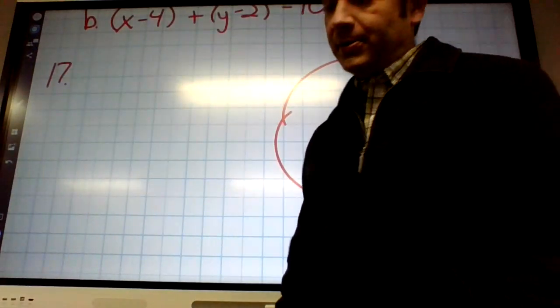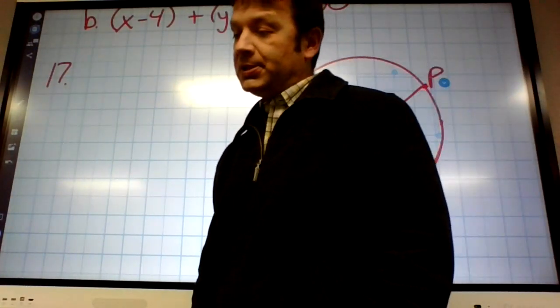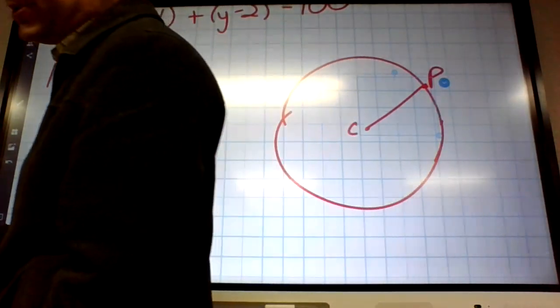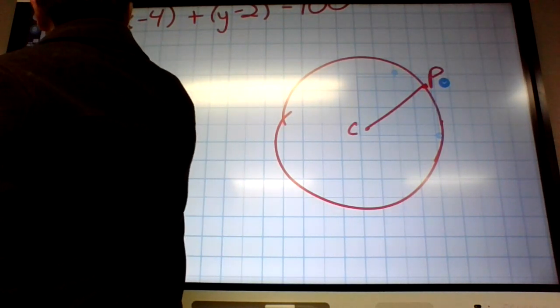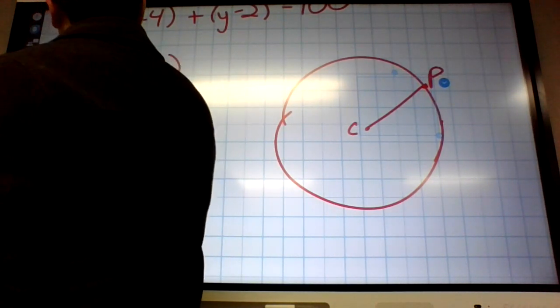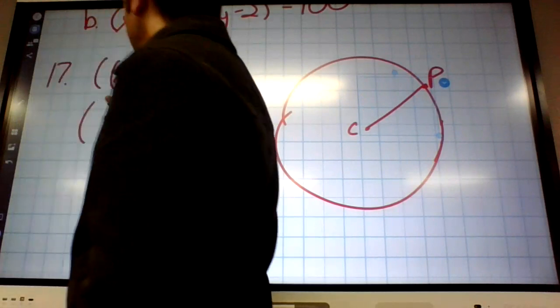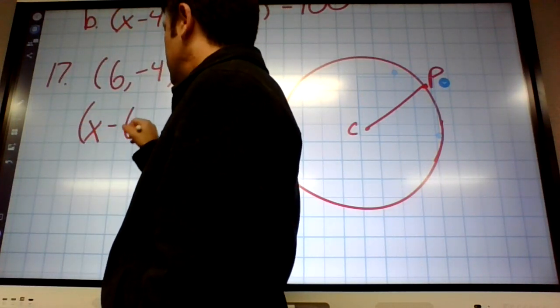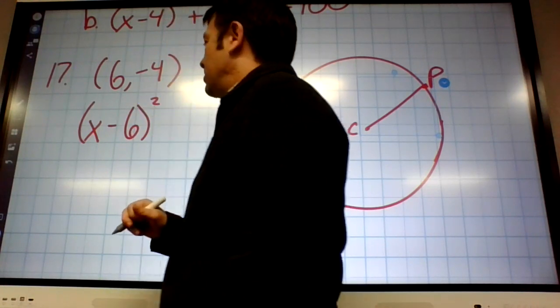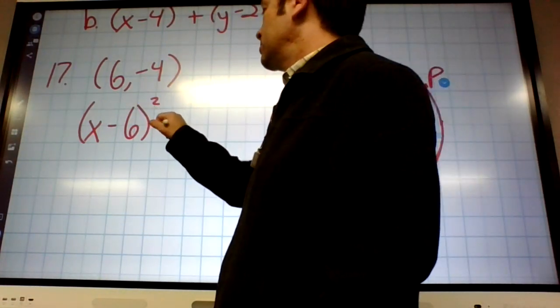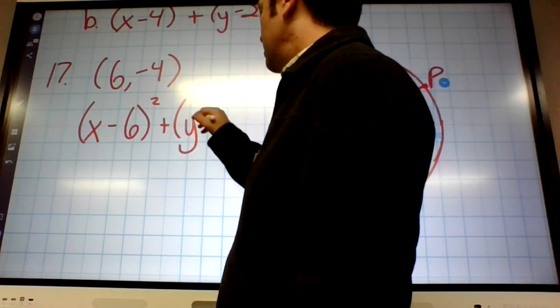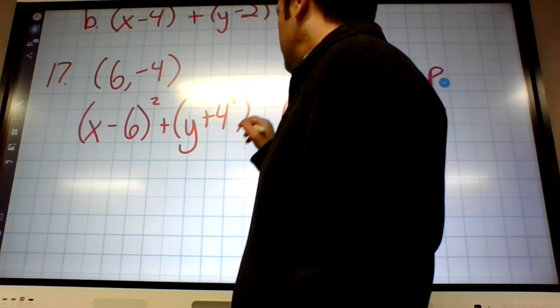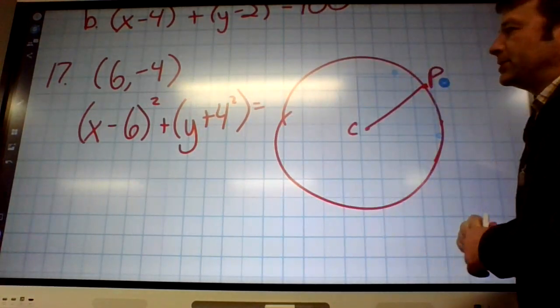Distance formula. So, the first part's kind of easy because we just use the center like before, 6, negative 4. So if the center's at 6, negative 4, that means right 6, down 4. So how do I move it right 6? Minus 6. How do I move it down 4? Plus 4. Okay, equals the radius squared.